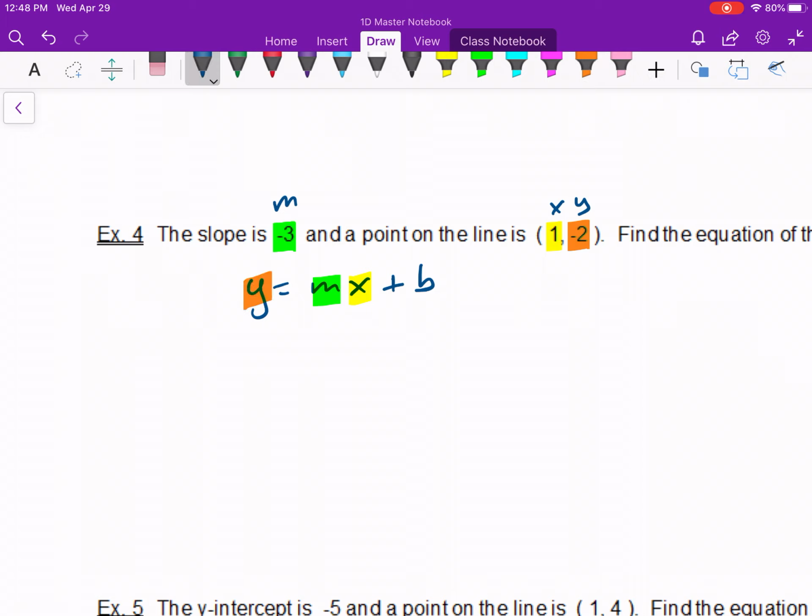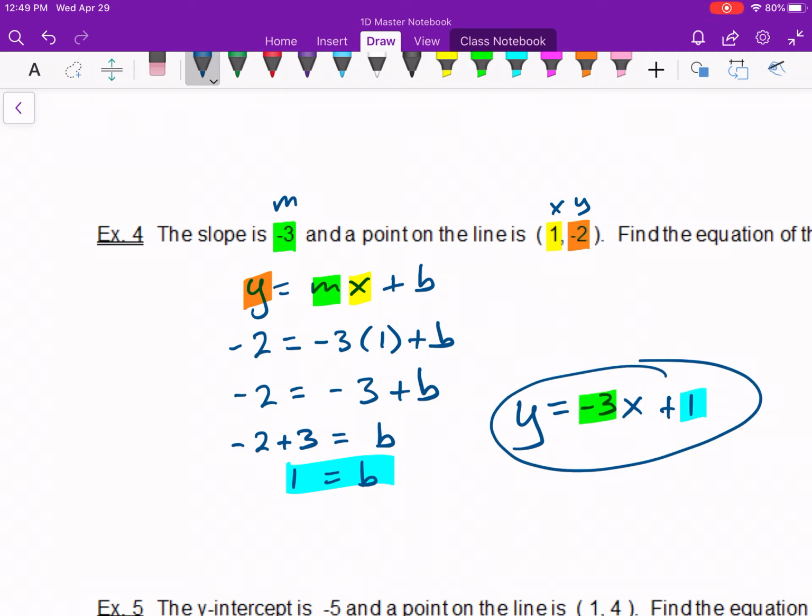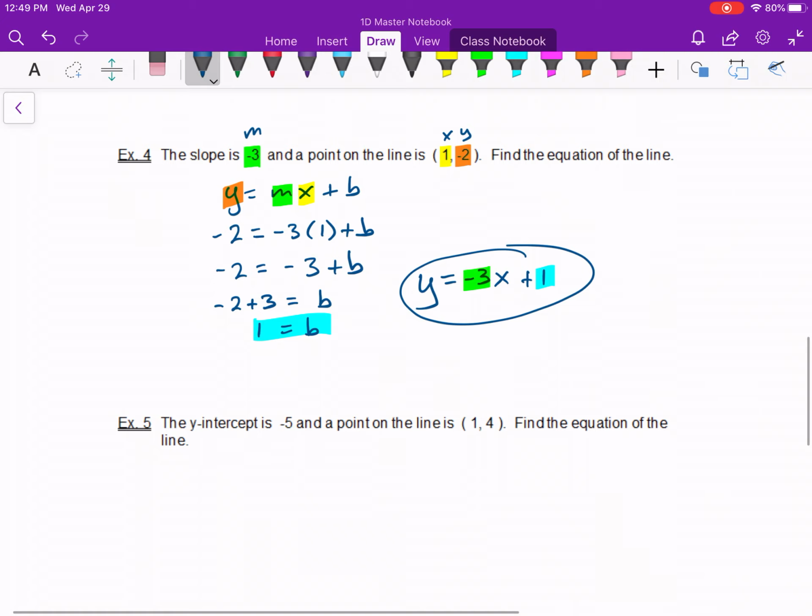So if I put all the numbers in the proper spot, I get -2 equals -3 times 1 plus b. -2 equals -3. Add 3 to each side to get b by itself. B equals 1. Finish the equation. Y equals -3x plus 1. So that was exactly the same as example 3, except that we just used some different numbers, different points.